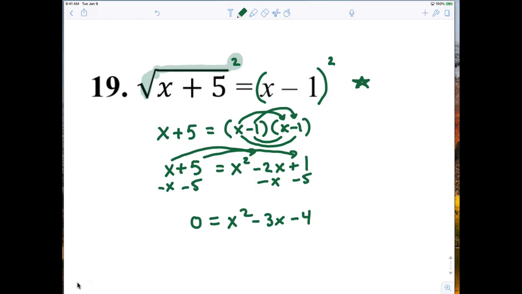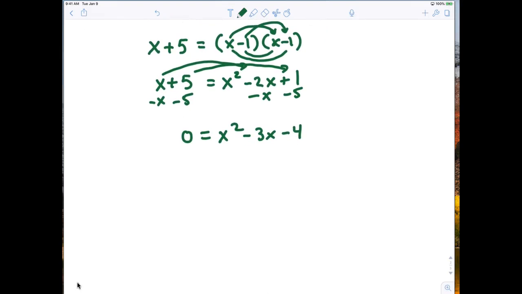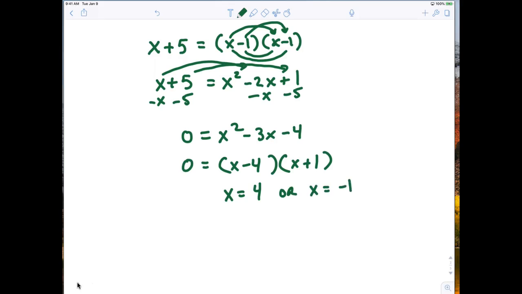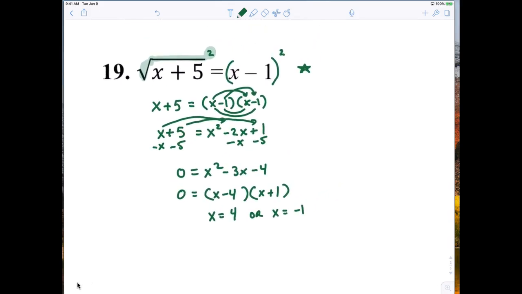Will, how you doing on that? Great. Colin, you still in there? Yep. Okay, so now we have to factor. 0 equals x minus 4, x plus 1. Good job, buddy. So x could equal what? 4, or x could equal what? Negative 1.